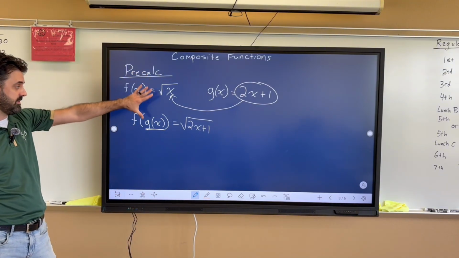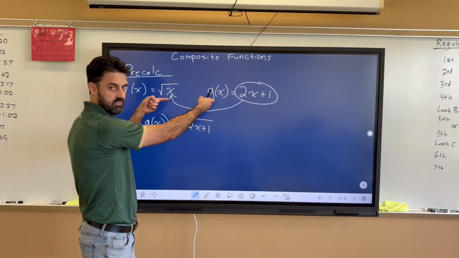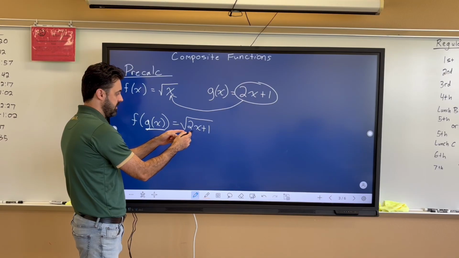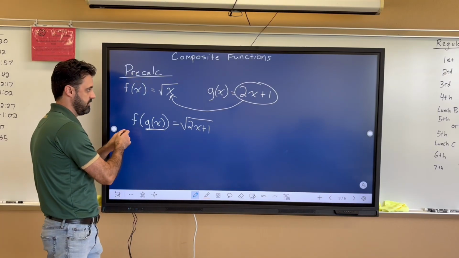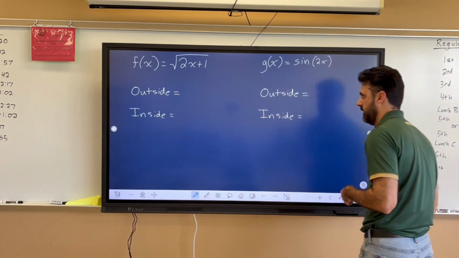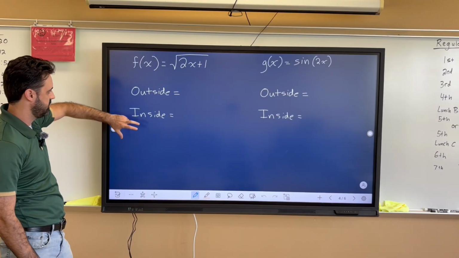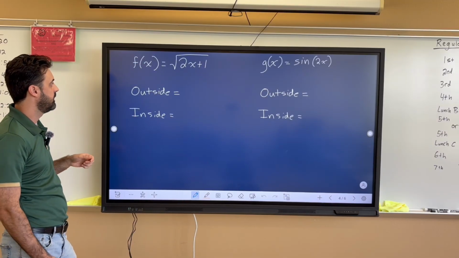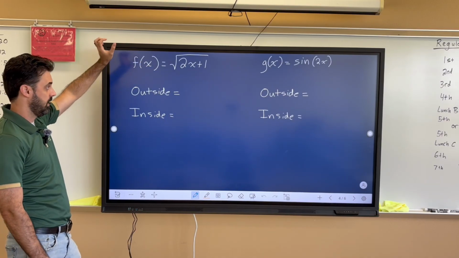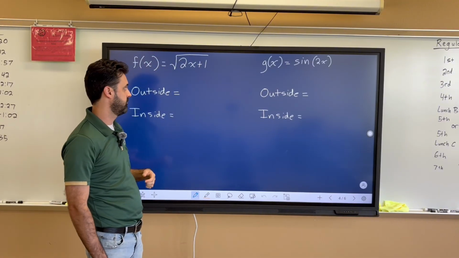All right, so that was last year what we did. This year we're actually trying to do this, but kind of in reverse. We're trying to identify anytime there's an inside function and an outside function. So we're going to look at some problems. This is one we just did. To help us get started, we're going to do it just like this is the first time we've seen it. I'm giving us a function, I don't tell us that it's composite, and it's the square root of 2x plus 1.